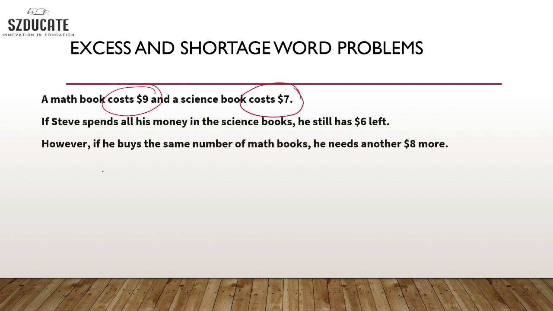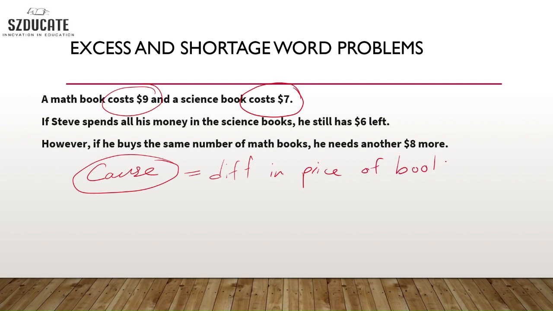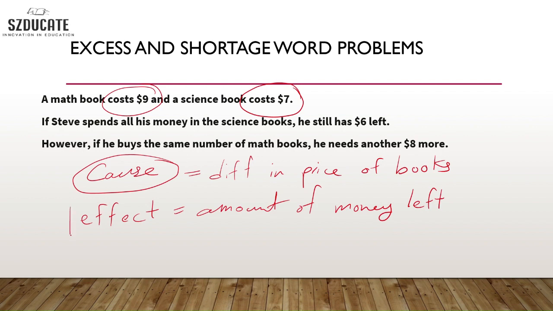So I call this the cost. What is the cost here? It is the difference in price of the books. Correct? What is the effect? The effect is it will affect the amount of money left. Can you see very clearly?